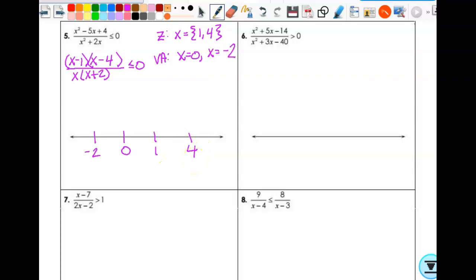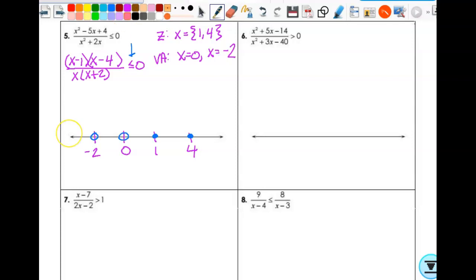So with inequalities, I have to pay closer attention to my open and closed circles. My vertical asymptotes always get open circles, so these two are open. Whether or not the zeros are open or closed depends on this. That says less than or equal to, which means these are closed circles. Then we go about our sign chart the exact same way.